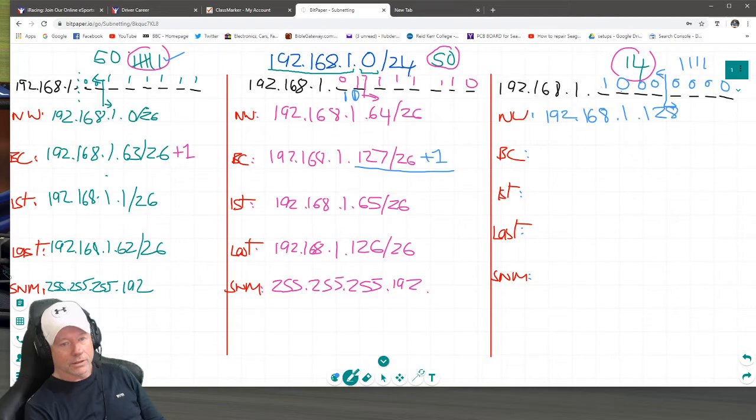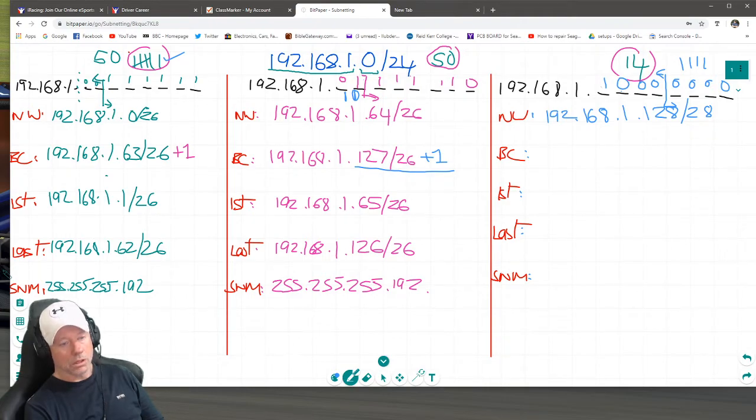192.168.1.128 slash, now it's changed, hasn't it? So it's a slash what? We've only used 4 bits now, 1, 2, 3, 4. So that's 32 bits in total minus 4 gives us 28. Or another way to do it, 8 bits there, plus those 8 bits there, plus those 8 bits there. 3 8s is 24, 25, 26, 27, 28. 28 bits in the net portion. 4 bits in the host portion.